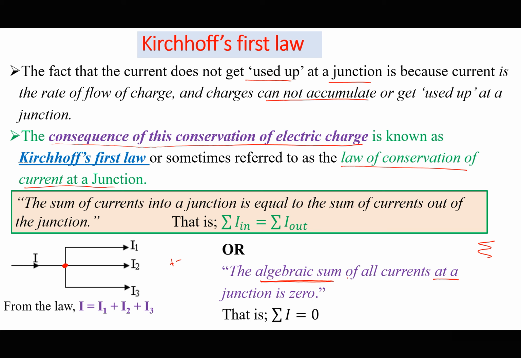So we have said Kirchhoff's first law is a consequence of conservation of charge, and it can also be called the law of conservation of current at a junction. The algebraic sum of currents at a junction is 0, or the sum of currents into a junction is equal to the sum of currents out of a junction. That is Kirchhoff's first law.